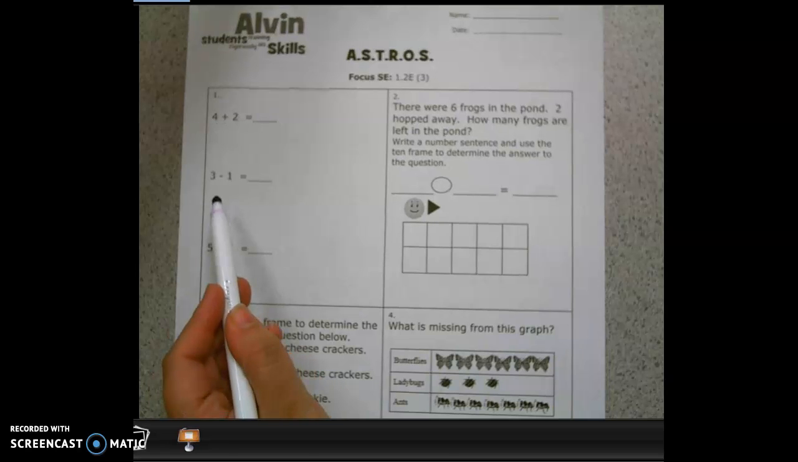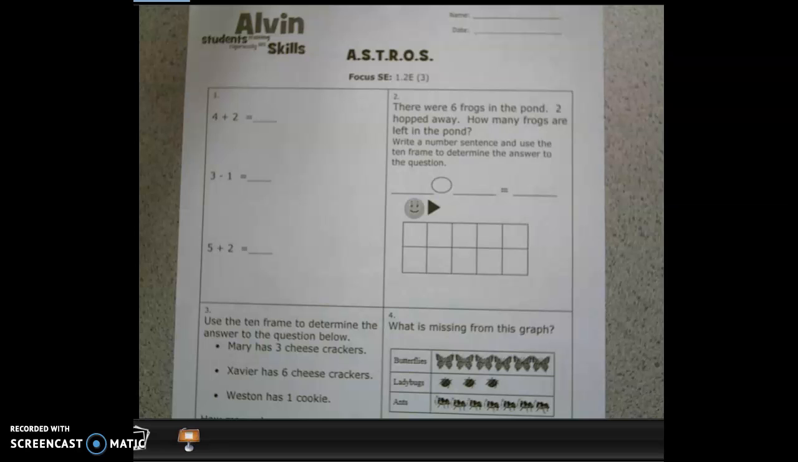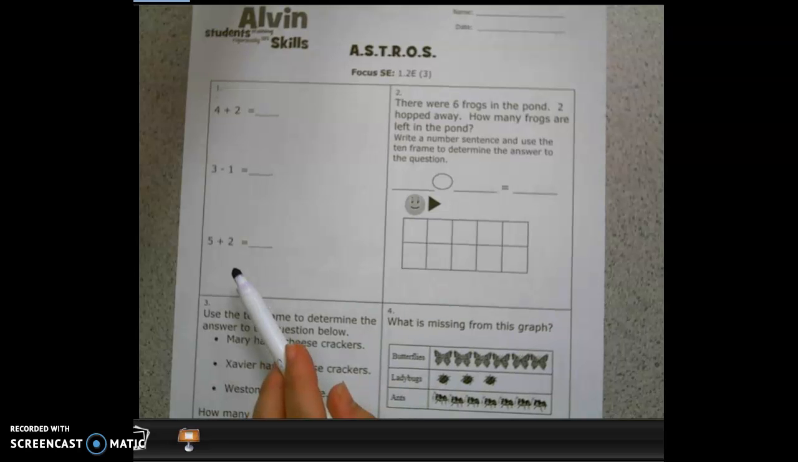Is that plus or minus? Minus. So are we separating or joining? Separating. What about our third one? Plus. Are we separating or joining? Joining.